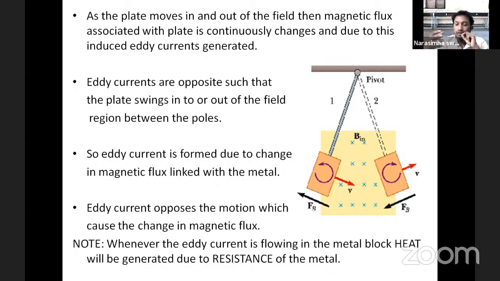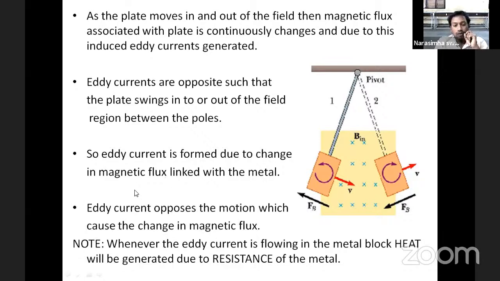That is, while it is under oscillation, it stops the oscillations in a very short interval of time. Originally, I told you, for example, it is taking 10 oscillations per minute, but due to this magnetic field and this eddy current, the number of oscillations decreases because this force is acting. That is the opposition by the induced current. Eddy currents oppose the motion which causes the change in magnetic flux.